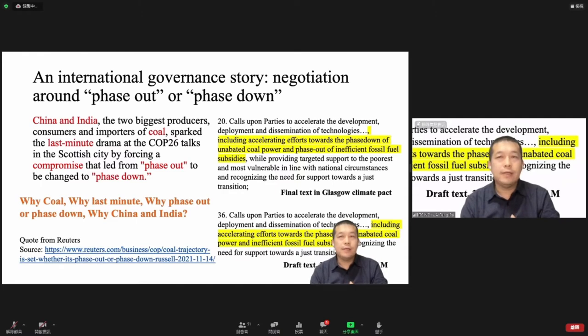But before we discuss this, we need to ask several questions to ourselves. Why is coal the core of this climate negotiation this year? And why does this compromise happen at the very last minute instead of during the negotiations? And why do the parties or countries debate the words phase out or phase down? And finally, why do China and India insist on using the words phase down instead of phase out?